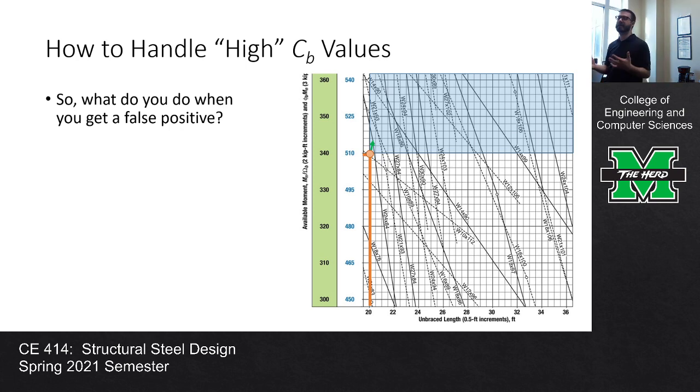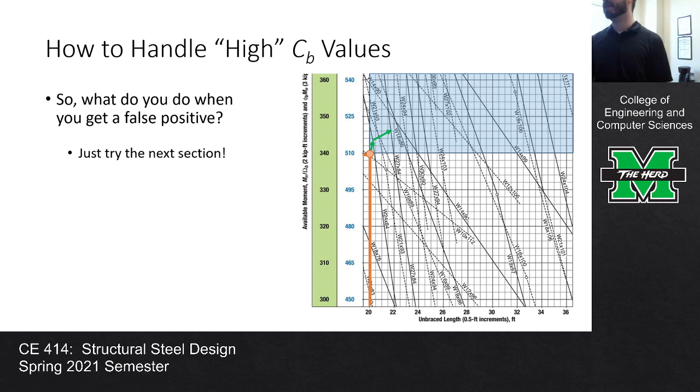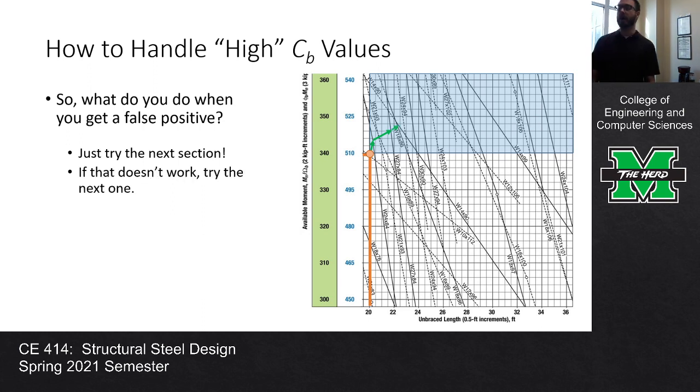Now, what happens when you get a false positive? If you look here on the screen, this is for the case that we just looked at. If you go back a few slides or a few minutes in the video, you'll see that this is an LB of 20 feet and an MU over CB of like 510. So we went up and there's the W24x84. What happens when you get a false positive? Just go to the next one. So the next section might be a W27x84. Then go check that one, see what its phi-MP is. If that doesn't work, go to the next one.